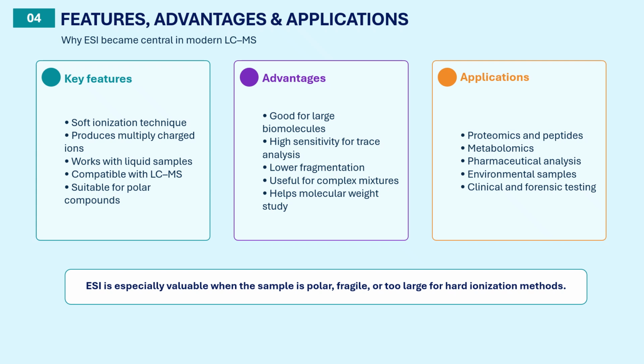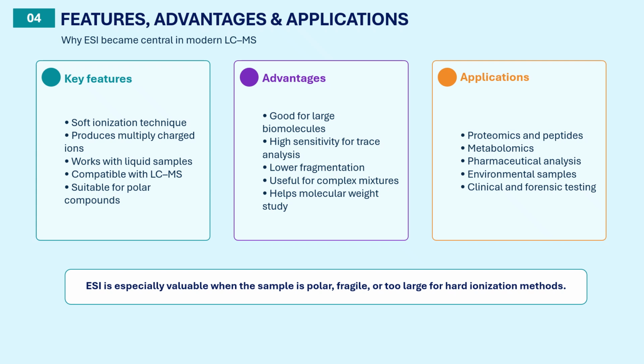The second feature is that ESI produces multiply charged ions. This is very useful for large biomolecules, such as proteins and peptides, because multiple charges reduce the mass-to-charge ratio, or m/z, and make large molecules easier to detect. The third feature is that ESI works with liquid samples. The analyte is dissolved in a solvent and introduced directly into the ESI source.